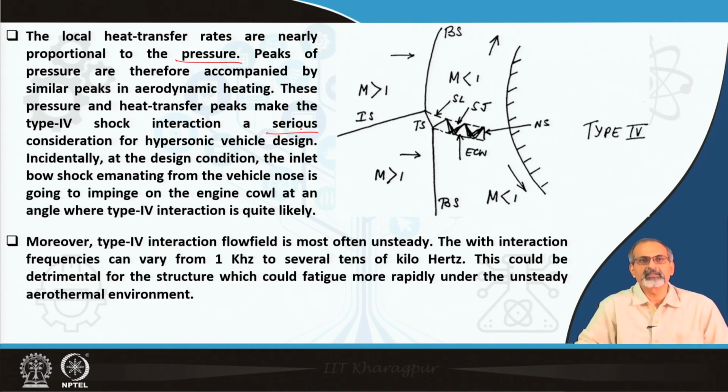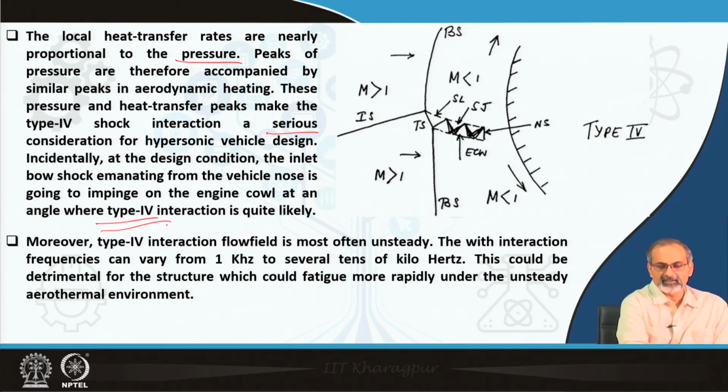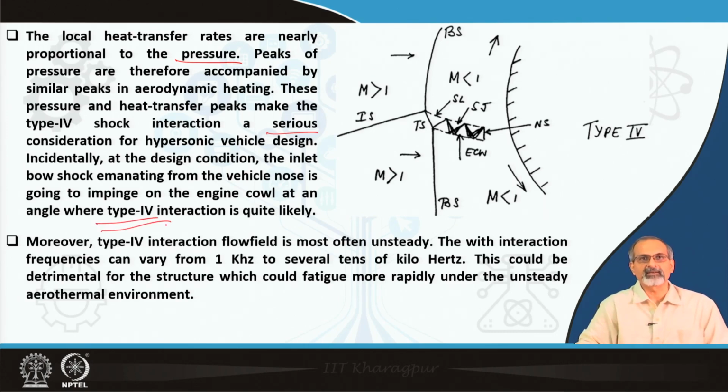Incidentally, at the design condition, the inlet bow shock emanating from the vehicle nose is going to impinge on the engine cowl. We mentioned earlier, this is also essential to keep the flow confined and make it enter the engine to prevent spillage losses. If that is to happen from the engine performance point of view, then accompanying that there is every chance that type 4 interaction will occur at the engine cowl, and therefore, we have to live with this aerodynamic complication. Type 4 interaction flow field is also highly unsteady.